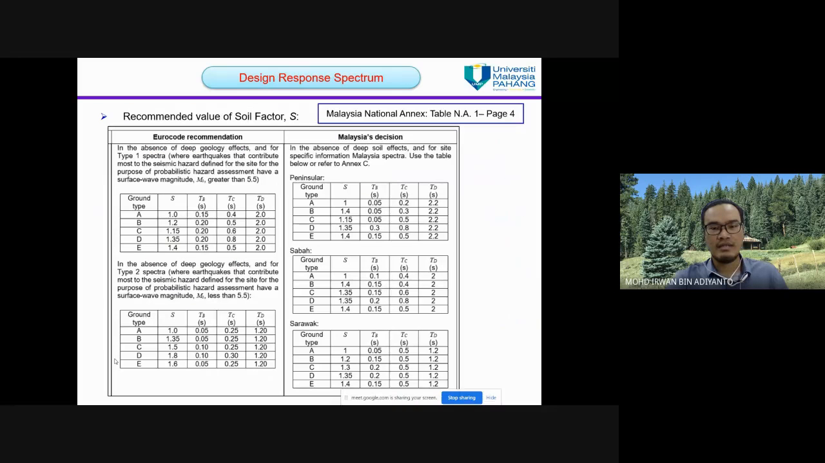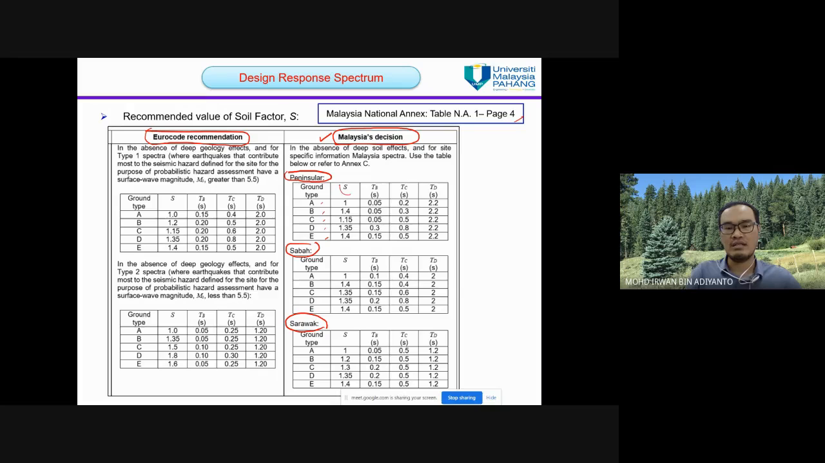Okay, and this is the recommended value of S factor, soil factor, from Malaysia National Annex table NA1, page number 4. This is the value as recommended by the European committee, and this is Malaysia's decision. So if we get a project in Malaysia, we have to follow this value. This is for Peninsula, this is for Sabah, this is for Sarawak.